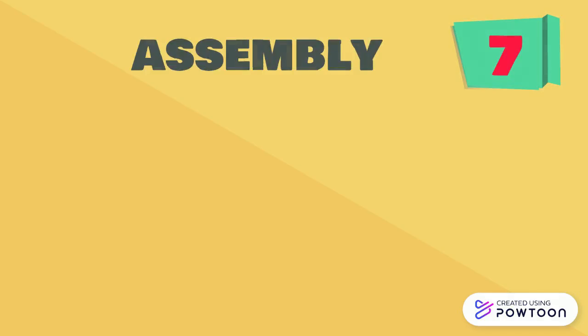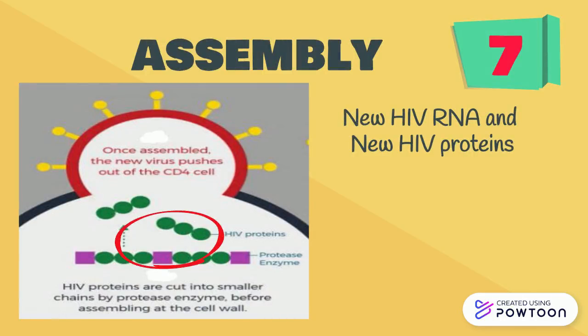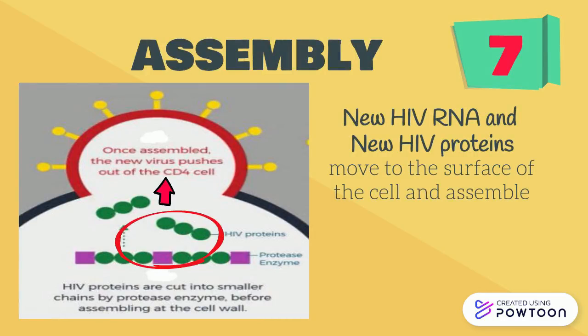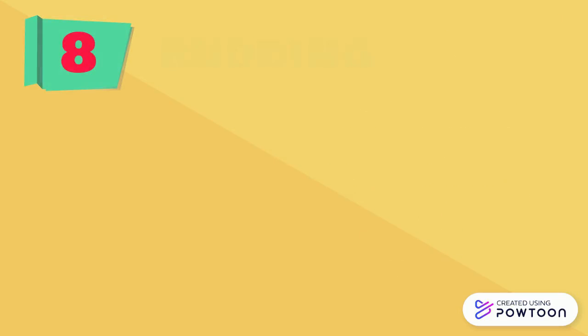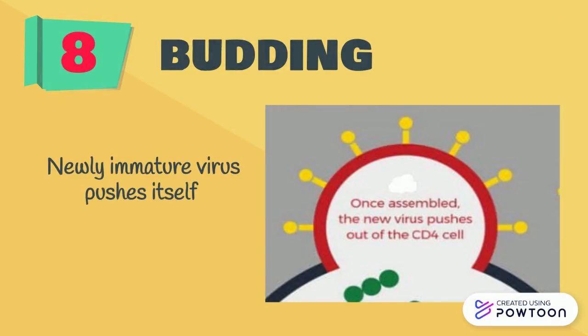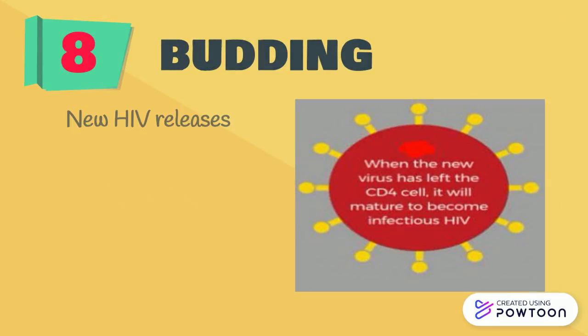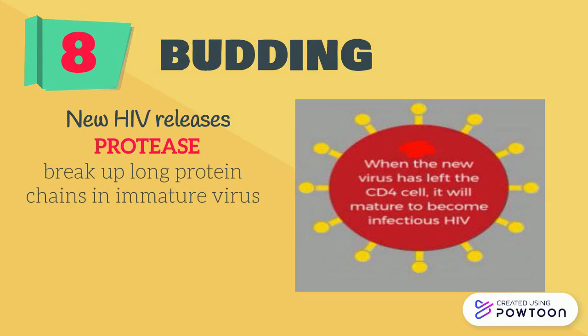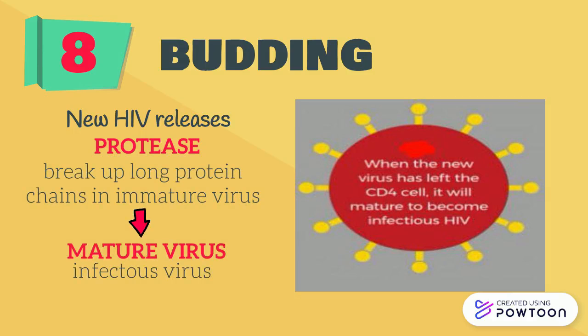7. Assembly. New HIV RNA and new HIV proteins move to the surface of the cell and assemble into immature HIV, which is non-infectious. 8. Budding. Once assembled, the newly immature virus pushes itself out of the host cell. The new HIV releases protease, which will break up the long protein chains in the immature virus, creating the mature virus. The mature viruses are the infectious viruses.